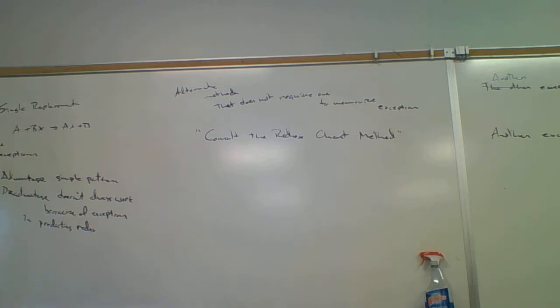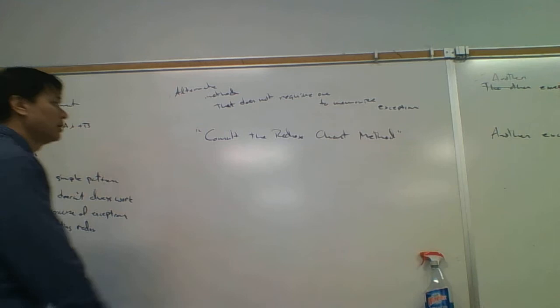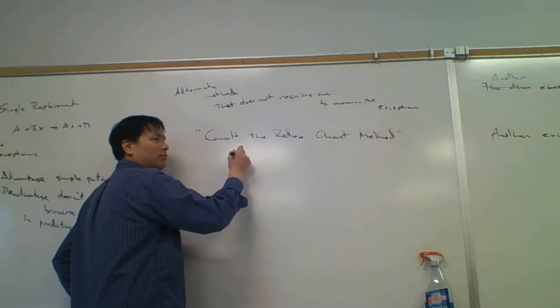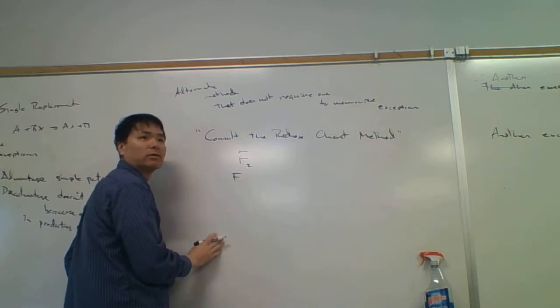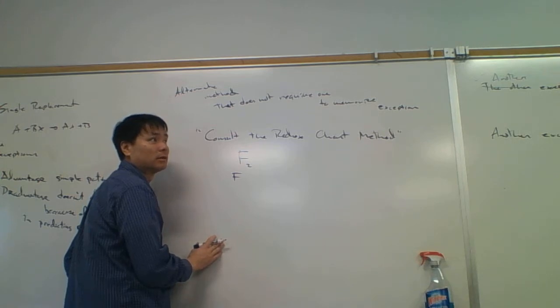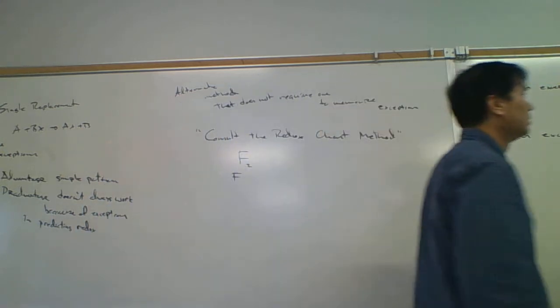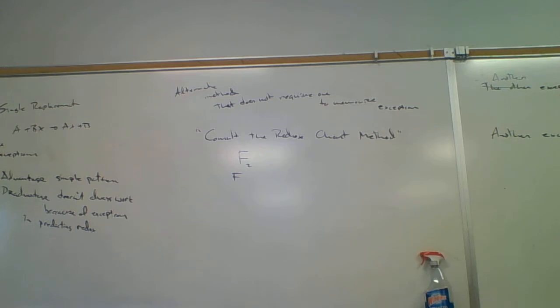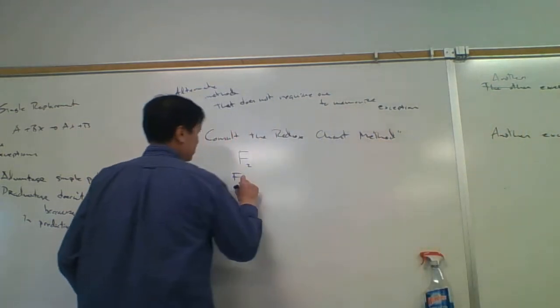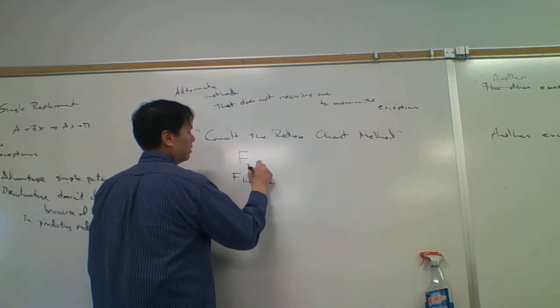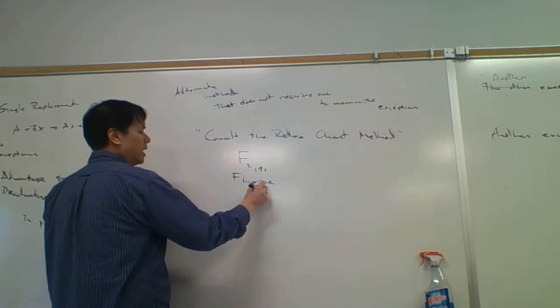So let's take a look at the redox chart method. At the top left, what is that? F2, what's that called? Fluoride? Is this called fluorine or fluoride? Top left, F2. This is called fluorine gas. Fluorine gas.